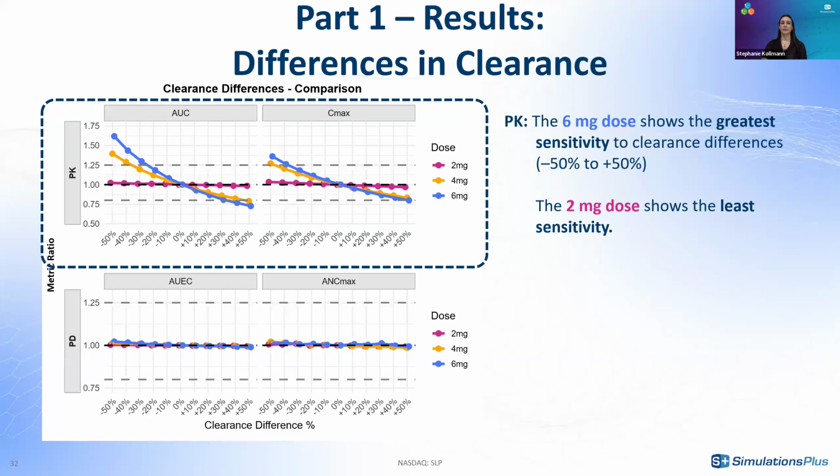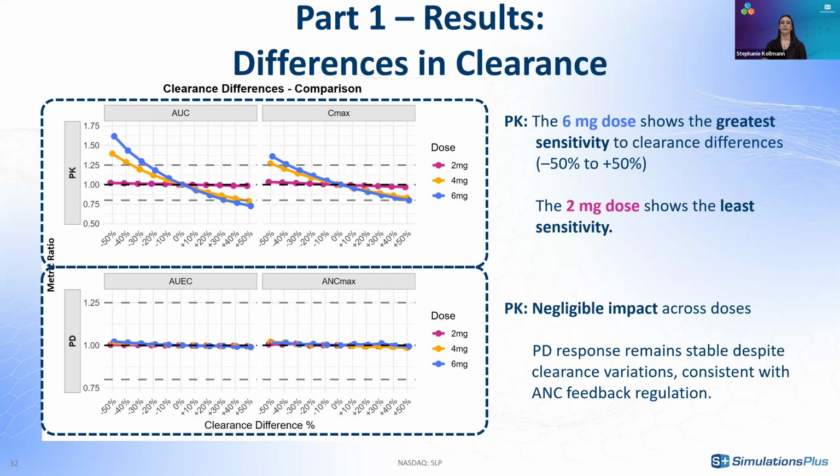This means that at 6 milligram, even modest differences in clearance can lead to more noticeable shifts in exposure. And again, the PD metrics stay stable, which reflects the feedback regulation of ANC. Even when PK changes, the PD system compensates effectively.